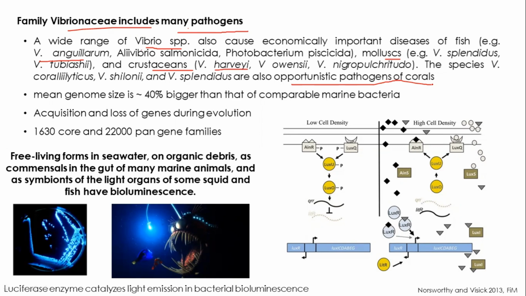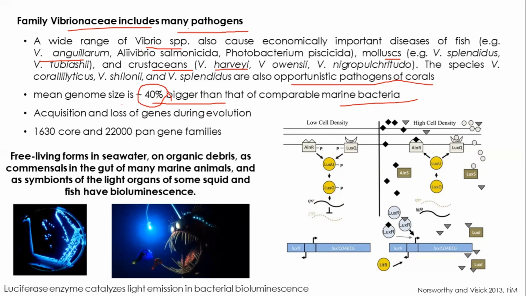In Vibrio, their peculiarity is that they have close to 40% bigger genome size than comparable marine bacteria. As a result, they have a number of genes which cause virulence, and these virulence genes act as pathogenic factors to many of the marine organisms. Okay.